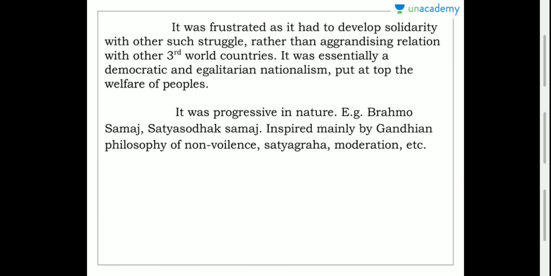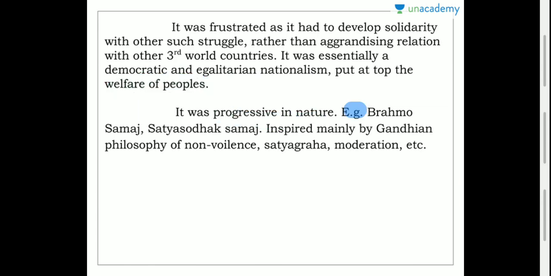It was essentially democratic. It was essentially an egalitarian nationalism. ऐसा नहीं था किसी के ऊपर फोर्स किया जा रहा था, डेमोक्रेटिक था. The decision has to be taken by consensus. For example, in the Congress. Egalitarian, everyone has to be treated equal, as everyone can contribute towards it. The educated section can contribute, the laborers can contribute, the peasants can contribute, and therefore welfare of the people was put at the top. It was also progressive in nature.